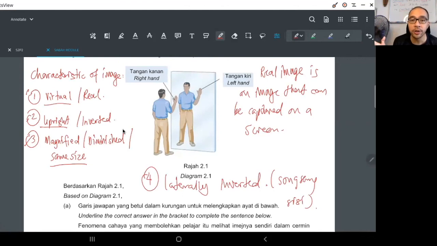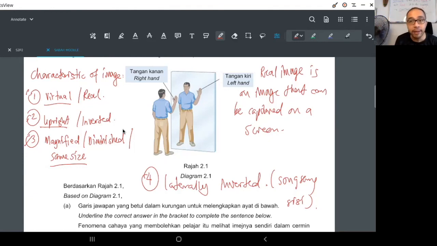I always tell this story. When you raise your hand in front of the mirror, if your right hand is raised, you better make sure that the person in the mirror has the left hand raised. If you raise your right hand and then suddenly the person in the mirror also raises his right hand, you better move out of the house. There's probably a ghost in the house. So that's what it means by laterally inverted.